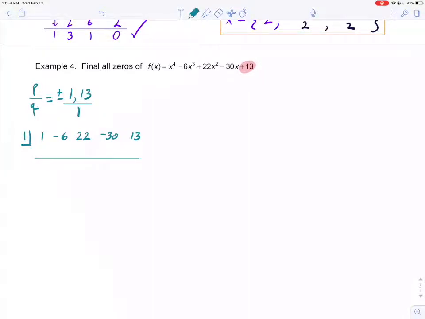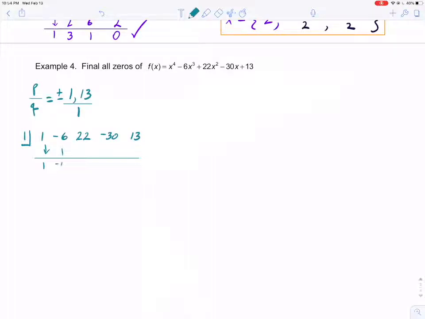All right, notice I go 4, 3, 2, 1, and then this is x to the 0. That's a 1 right there. So I do not need to put a 0 in place of anything. I have it going down in perfect descending order from 4 down to 0. All right, carry down the 1.